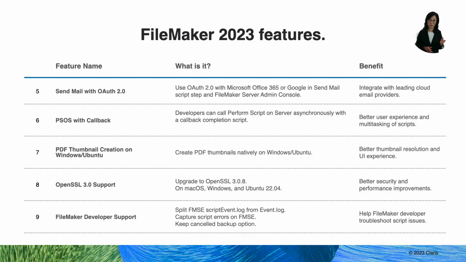In addition to SMTP email basic authentication, we added SendMail on OAuth 2 with Office 365 and Google Workspace. Both the SendMail script step and FileMaker Admin Console support server-to-server OAuth 2 authentication for Office 365 and Gmail. Zhenghan, our senior software engineer, will talk about these.